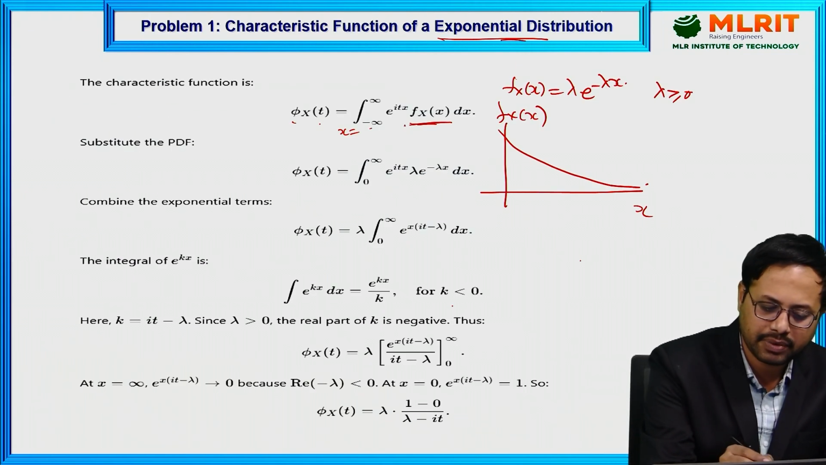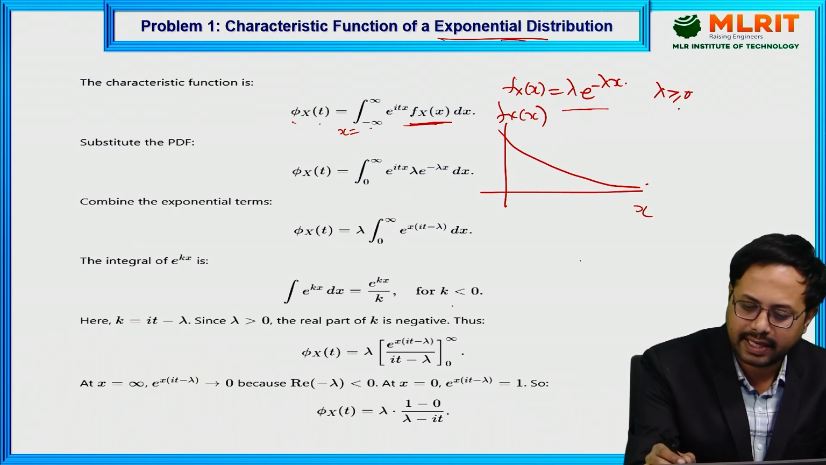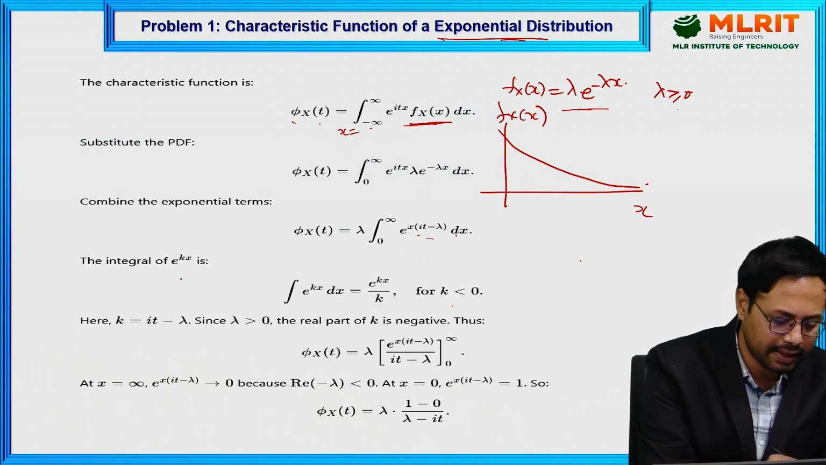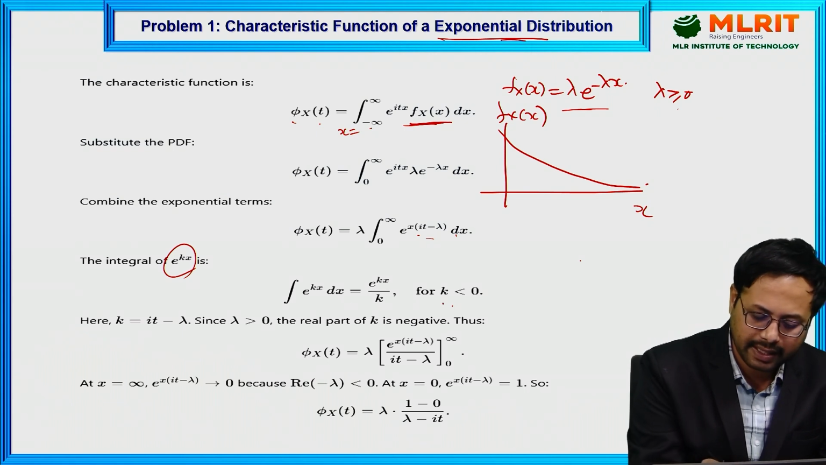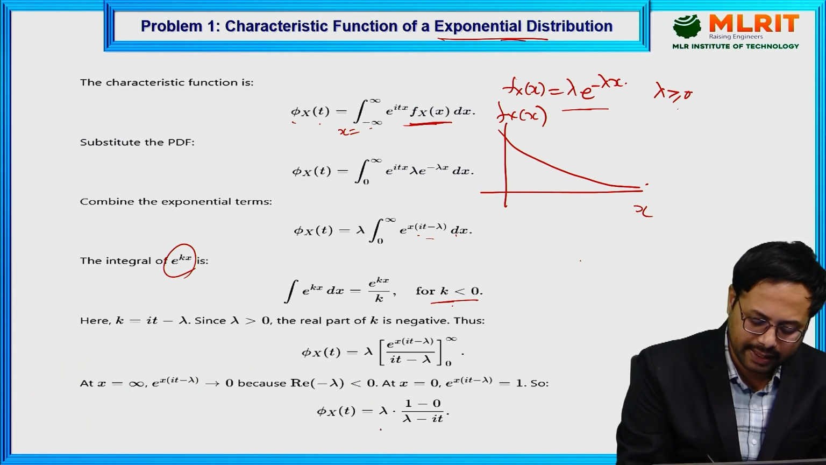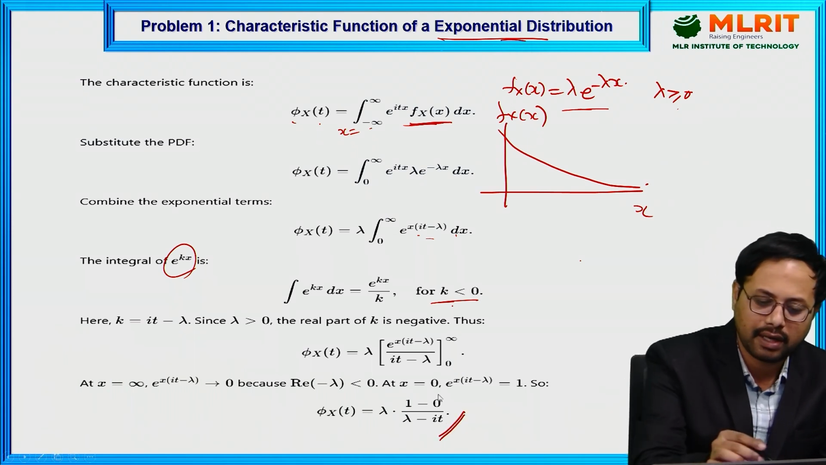Now you simplify it further. Just substitute the f x of x expression. Here x always lies between 0 and infinity. Take lambda outside, then take the common factor of x. Then you integrate it. You know the integration of e power k x, or e power a x, is e power k x by k. Now you substitute that, then you substitute the limits 0 to infinity, and you will get the resultant answer for phi x of omega of the exponential distribution function.